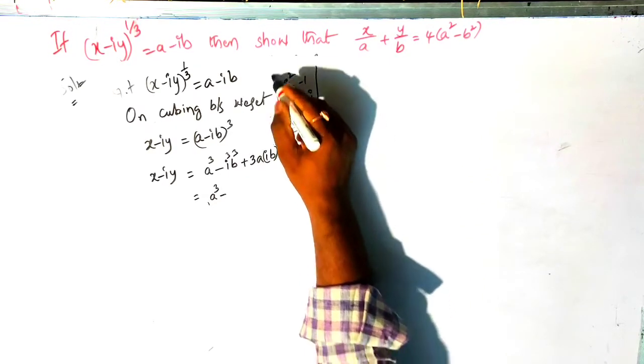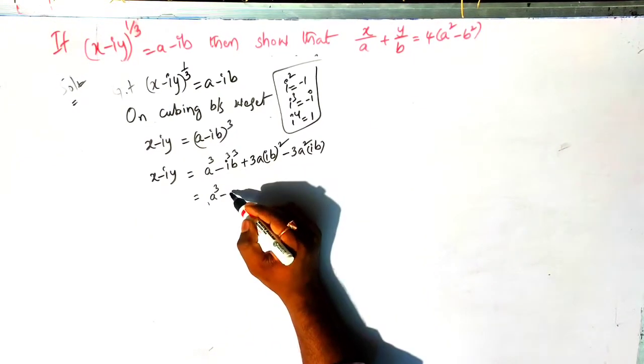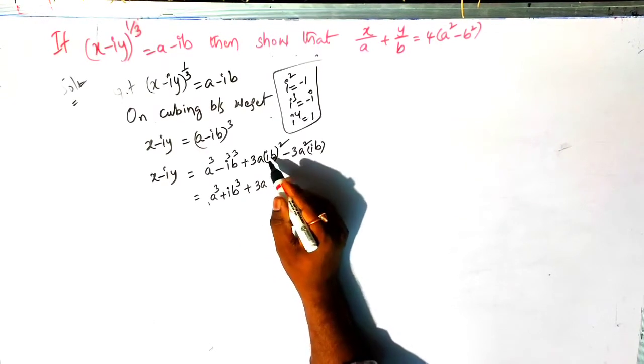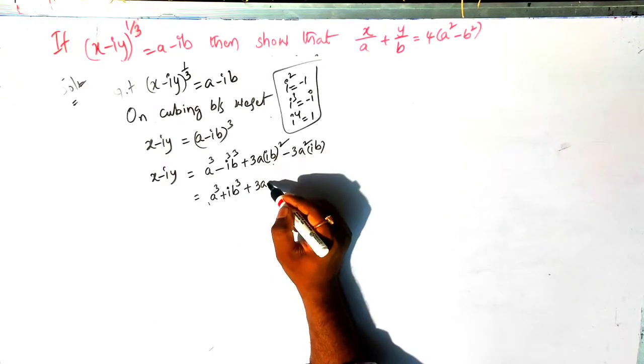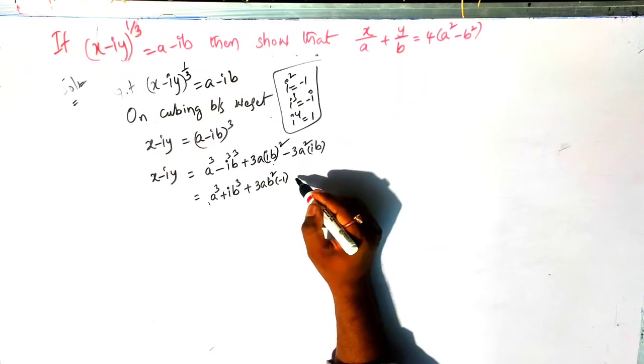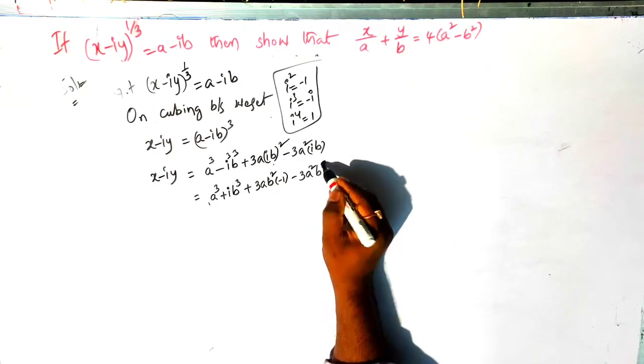So first of all, you know the values here. i square equals minus 1, i cube equals minus i, i power of 4 equals 1. So i cube is nothing but minus i, so minus into minus plus i b cube we get here. 3a i square b square, i square b square is nothing but b square into i square value minus 1 we get here, minus 3a square b into i as it is.